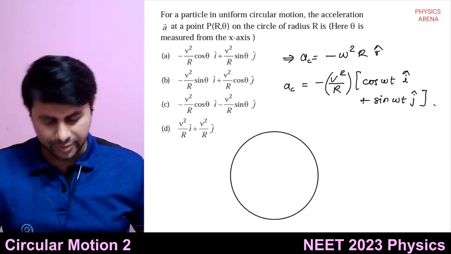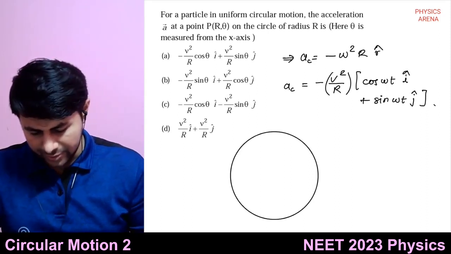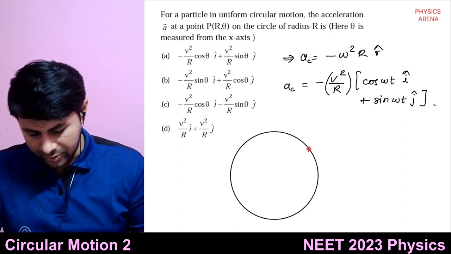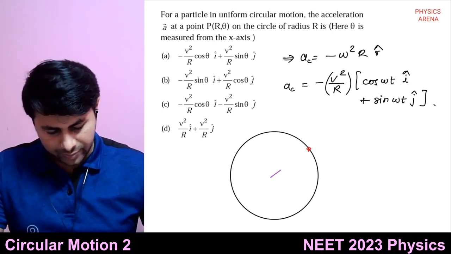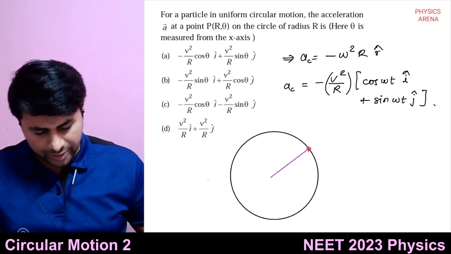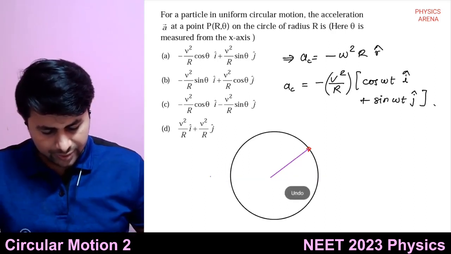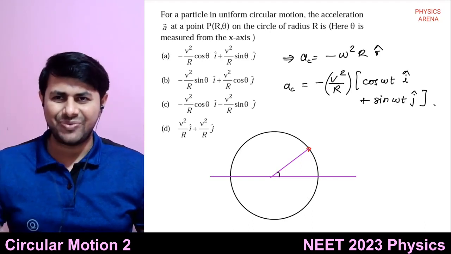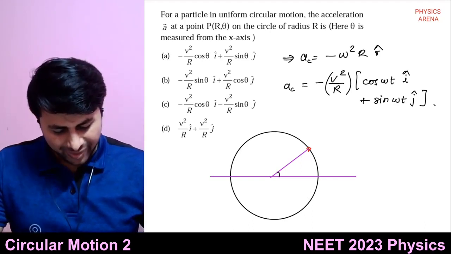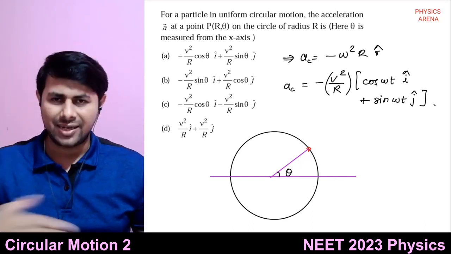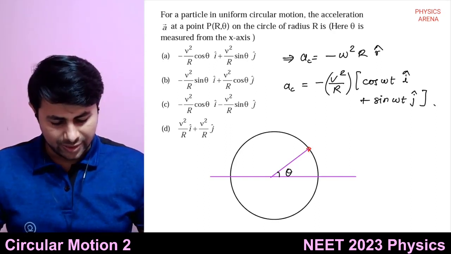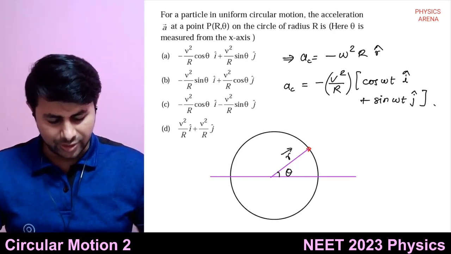Okay, this is your circle and this is your particle, which is performing uniform circular motion. You want to measure its acceleration from the x-axis. This theta is the angle with respect to the x-axis, so theta will be equal to omega t. So this is its position vector.